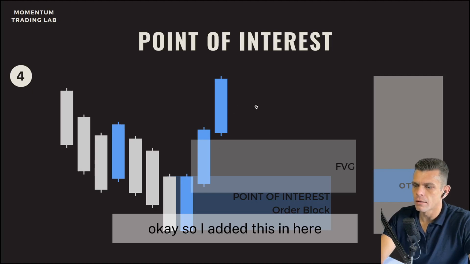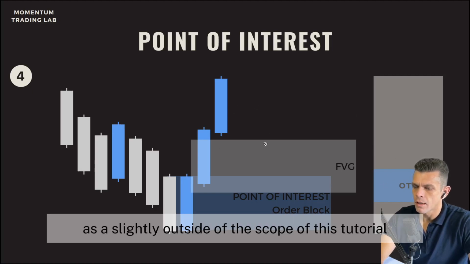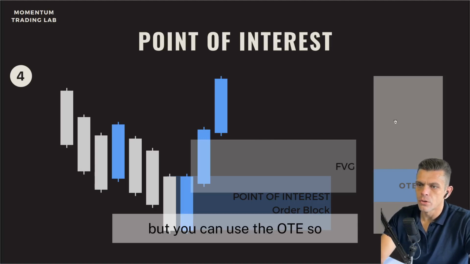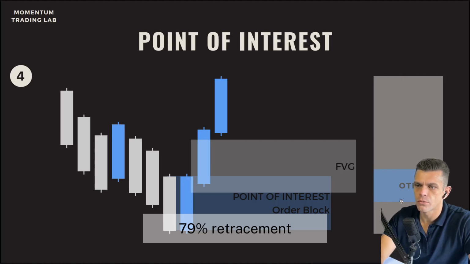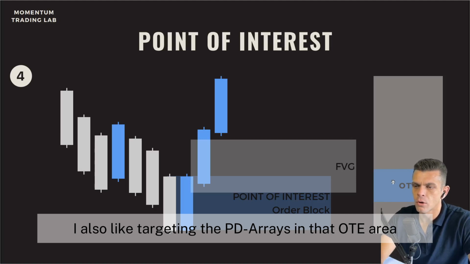Okay, so I added this in here as well. This is slightly outside of the scope of this tutorial, but you can use the OTE, so the area between the 62% retracement and the 79% retracement. I also like targeting the PD arrays in that OTE area.